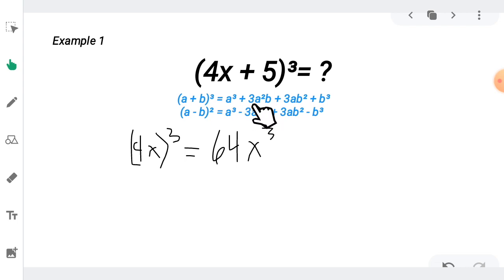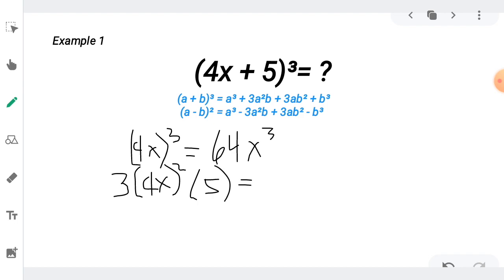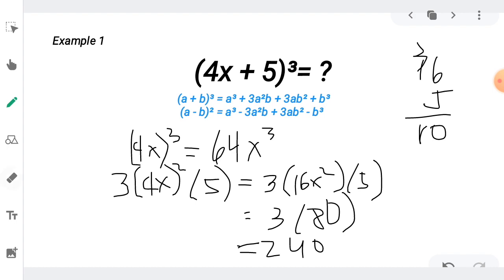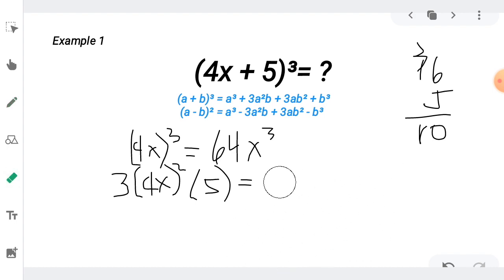And then next is thrice, or we need to follow this format. So thrice the first term. So 4x, we square it, times the second term, which is 5. So 4 times 4 is 16x squared times 5. So 16 times 5 is equal to 80. So 3 times 80 is equal to 240. So this is equal to 240. And then next is thrice the ab squared.